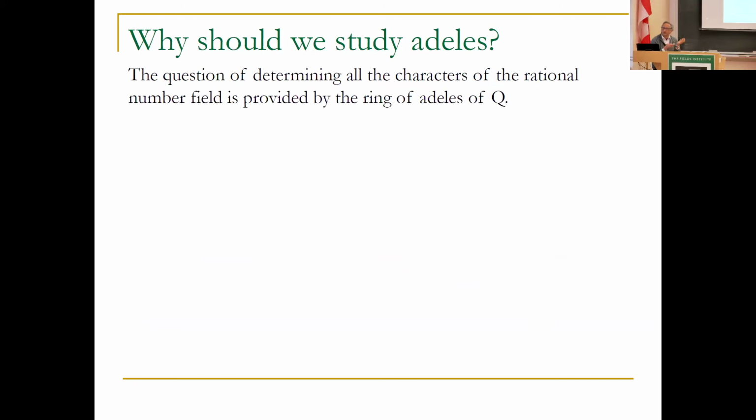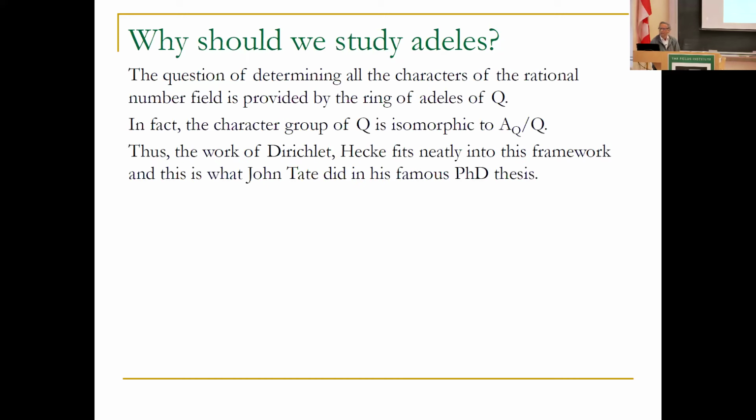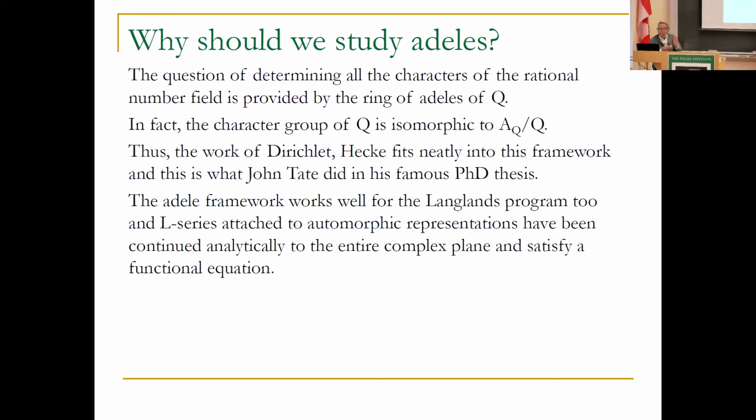And the other reason we should study them is, in some sense, if I asked you, what are all the possible characters of the rational number field? Well, it's answered by, well, they're all essentially Adeles. Adeles parameterize all the characters of the rational number field, modulo, of course, some trivial ones. So you have to mod out by Q. So the character group of the rationals is the Adele ring modulo Q. And this is Tate's thesis. It fits neatly into the Langlands program.